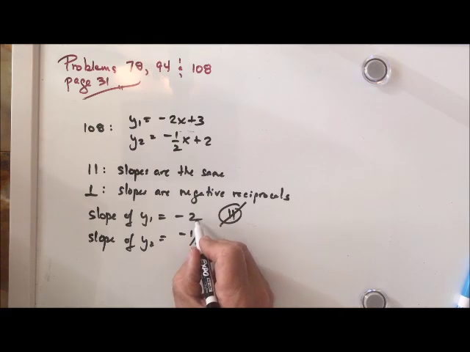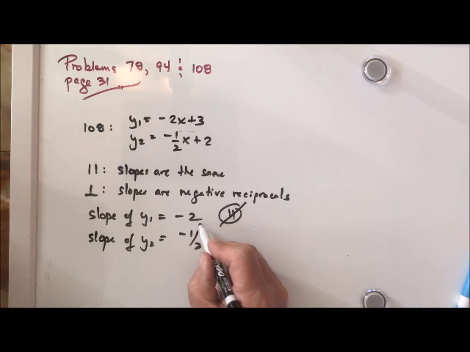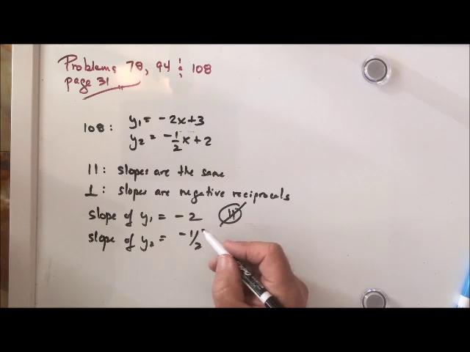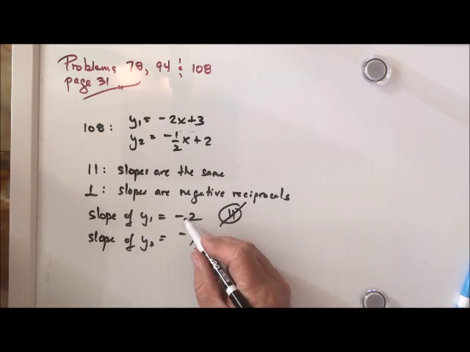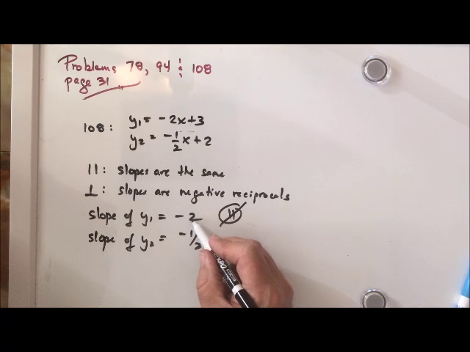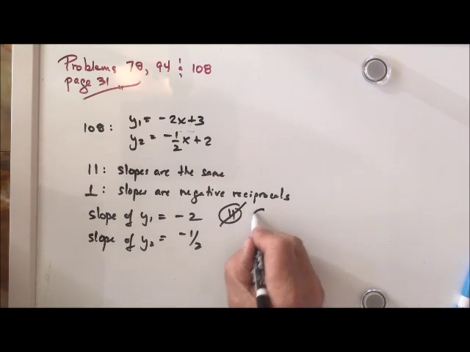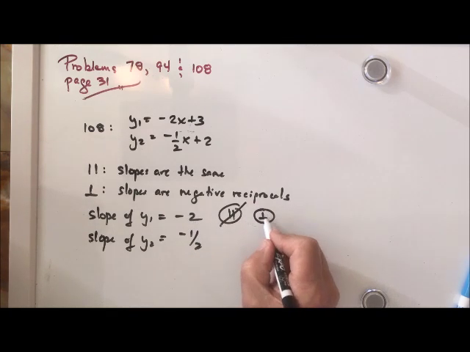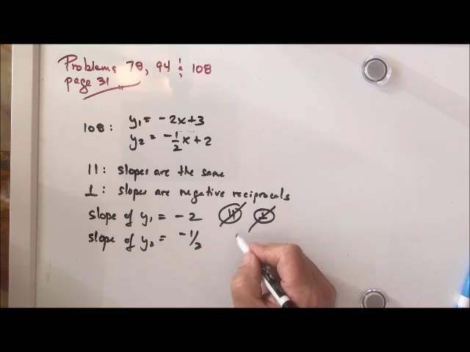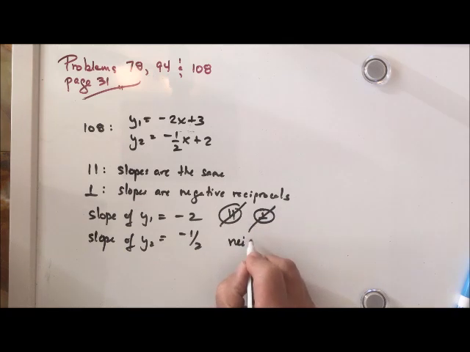Likewise, -2 is not the negative reciprocal of -1/2. 2 and 1/2 are reciprocals, and indeed they're both negative numbers, but the negative reciprocal of -2 is 1/2. The negative reciprocal of -1/2 is 2. So these two lines are neither parallel nor perpendicular. The correct answer is neither.